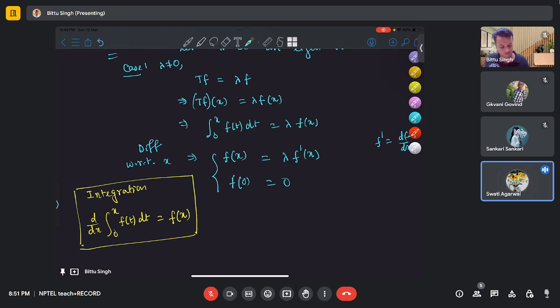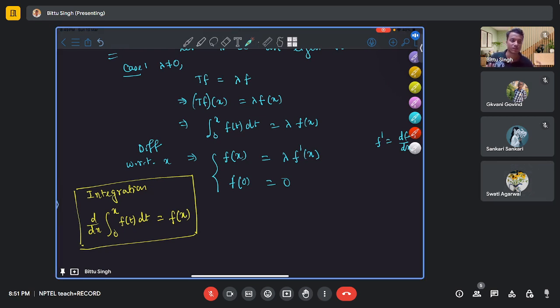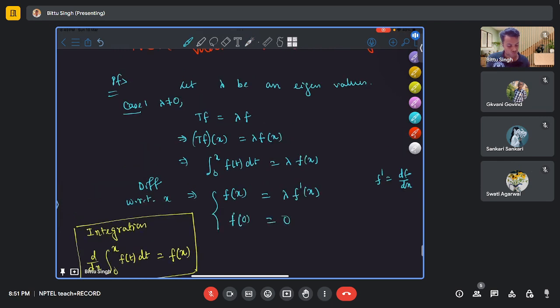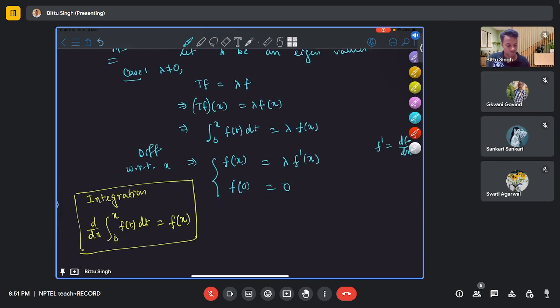Actually, it is not very clear how we got this, but if we apply the integral, we will still get the same thing, I think. This says that integrating and then differentiating will give the same thing. This is the main story behind this theorem. So those two things are equivalent.